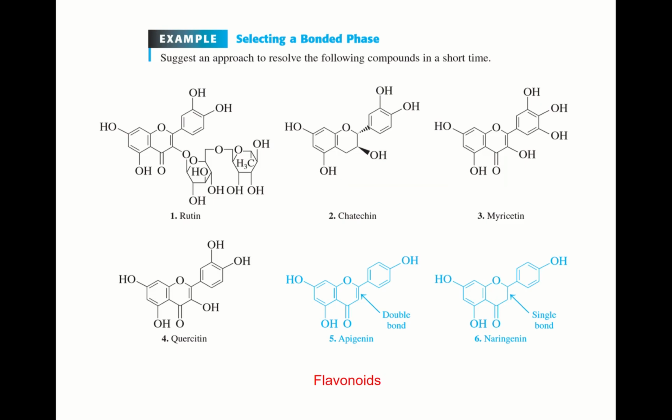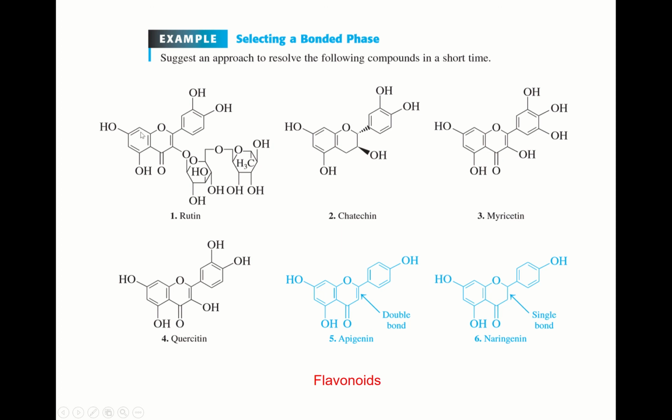Here is an example. The question is: suggest an approach to resolve the following compounds in a short time. Let's assume you are asked to separate all these compounds rapidly, very efficiently, with high resolution. These six compounds are all similar. They have this part: one benzene ring and two fused rings here.